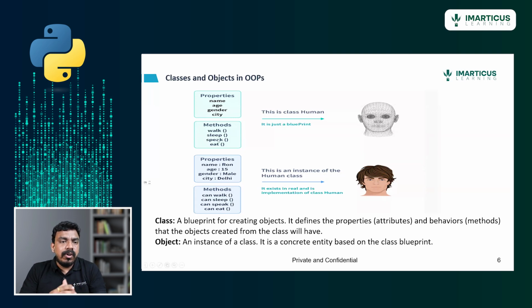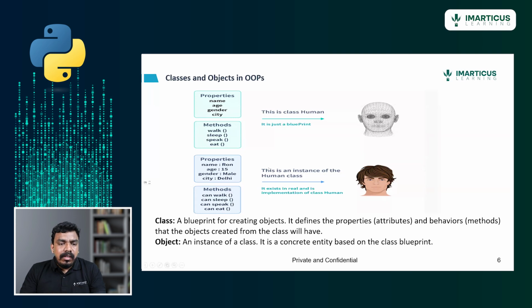Now if you want to talk about methods, as I mentioned before, in object oriented programming, methods are nothing but functions. So the properties do some methods. Name is a property, whereas walking is nothing but a function, or the behavior of the human. Walking, sleeping, speaking, eating, these are the behaviors of the particular human. So we call these methods.